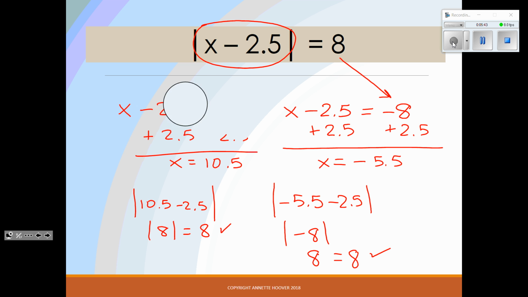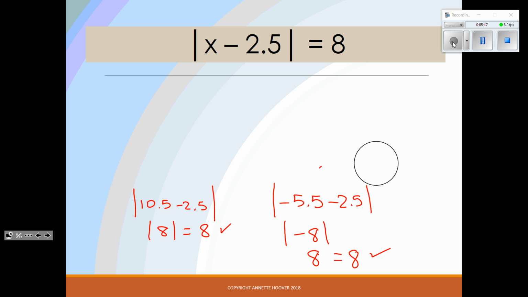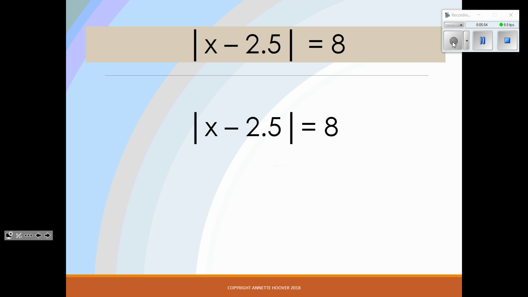So you're setting up two equations. One looks just like the original, and the other one you set up using equal to the opposite of what it was. Okay, so let's look at another example.